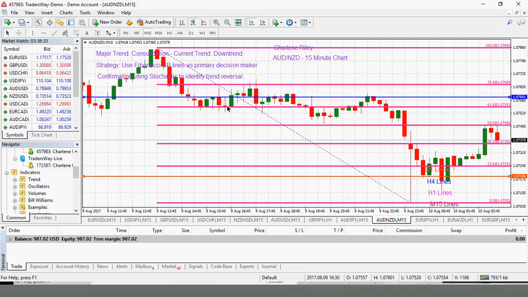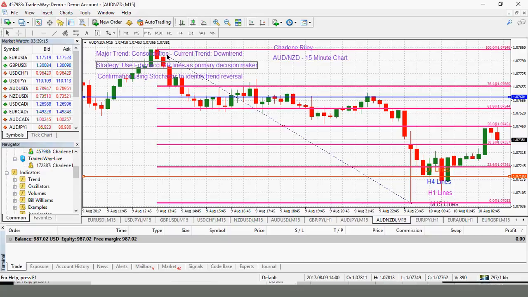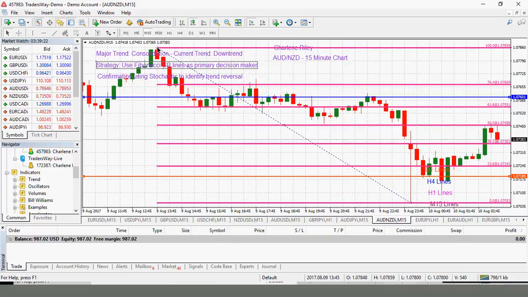And this is a good solid line. Okay, so now we have our fib lines drawn and in place.